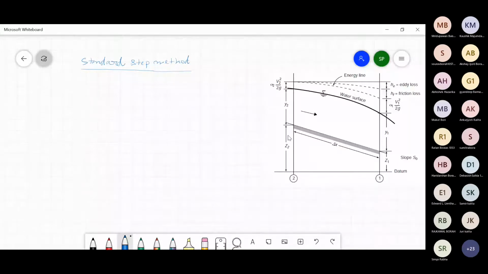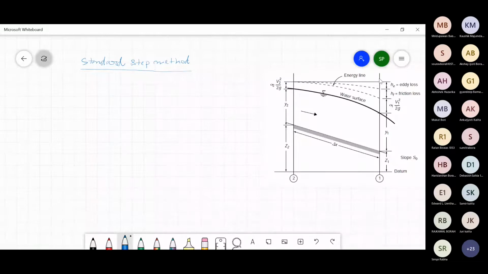See again here, this is your loss. This is alpha v square by 2g, and this is alpha 1 v square by 2g. This means your kinetic energy. Up to here, the kinetic energy is this much. This is loss, and this loss is divided into two parts: one is your friction loss and another is your eddy loss.